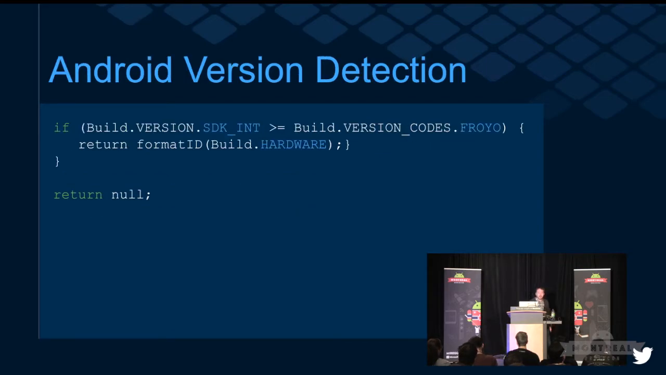Another important part of runtime detection is being able to figure out what version of Android you're running on. This is probably common sense for most of you, but things like build.hardware wasn't available before Froyo, and so if I had an SDK or a library or an application that was calling this and it didn't get caught, this could cause a runtime error if it launched on a device prior to that.